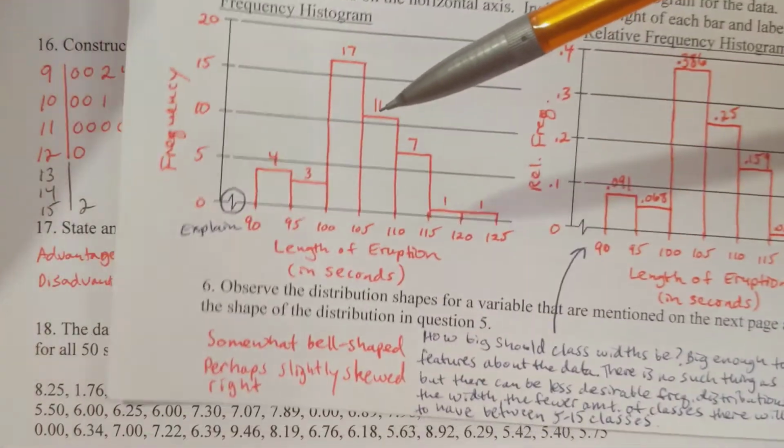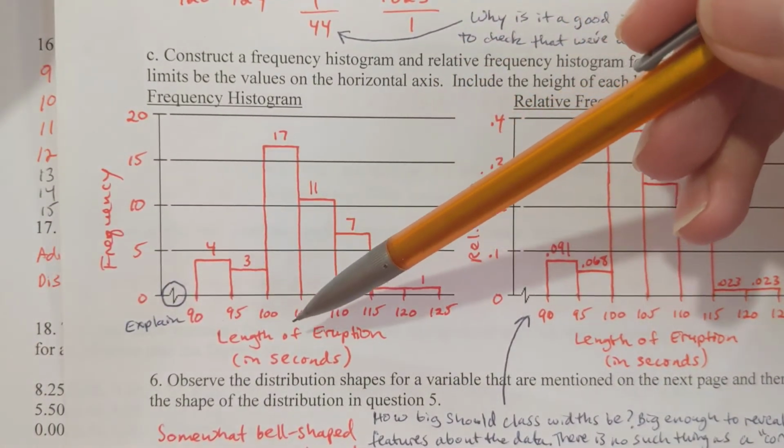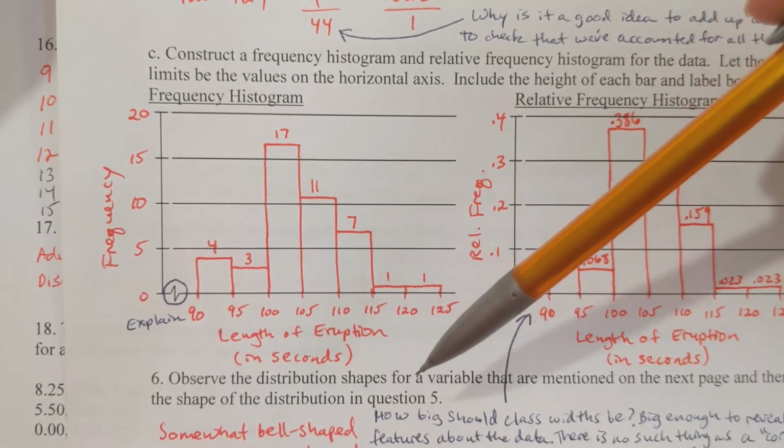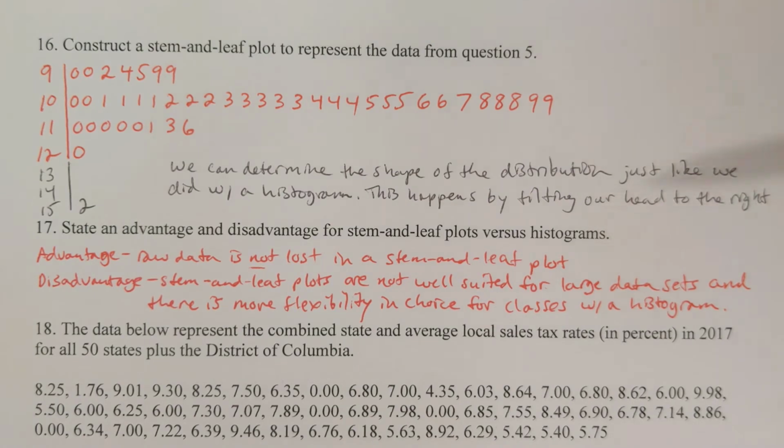Whereas in a histogram, I could make my histogram just like that, or we saw that you could change the width, so here's 90, 95, 100, using a width of 5. So there's way more flexibility with a histogram than a stem and leaf plot because I have the freedom to choose the width that I want.